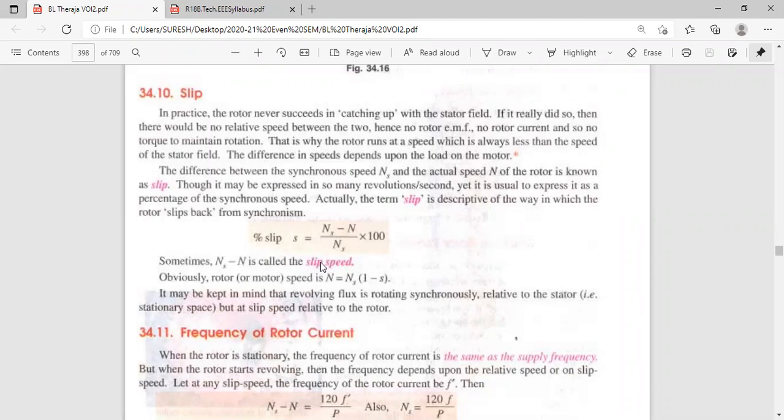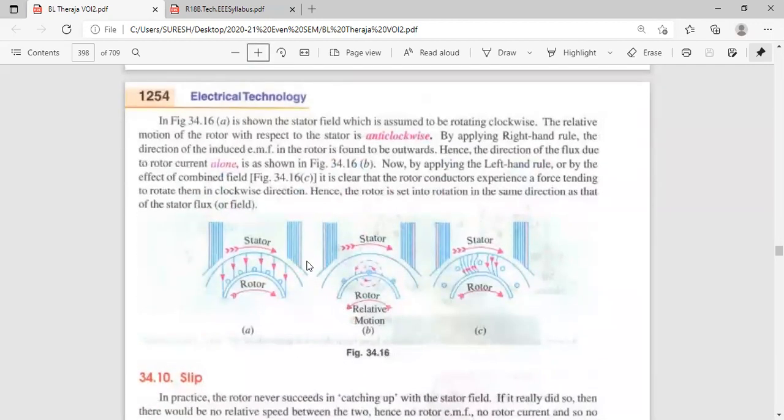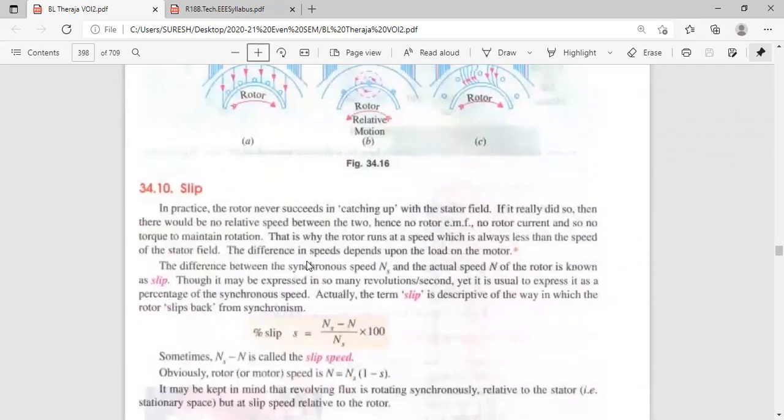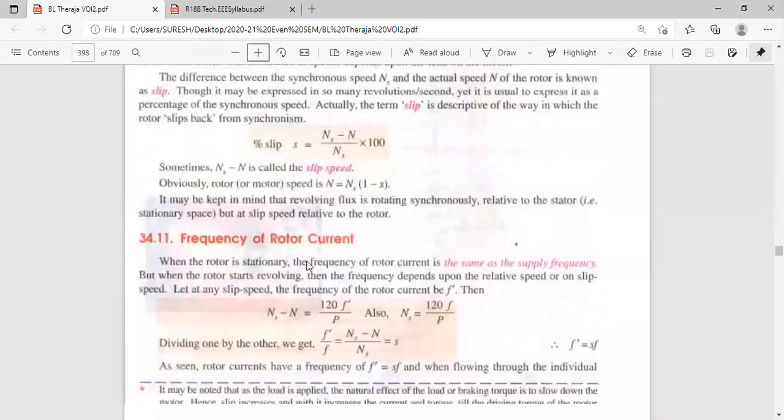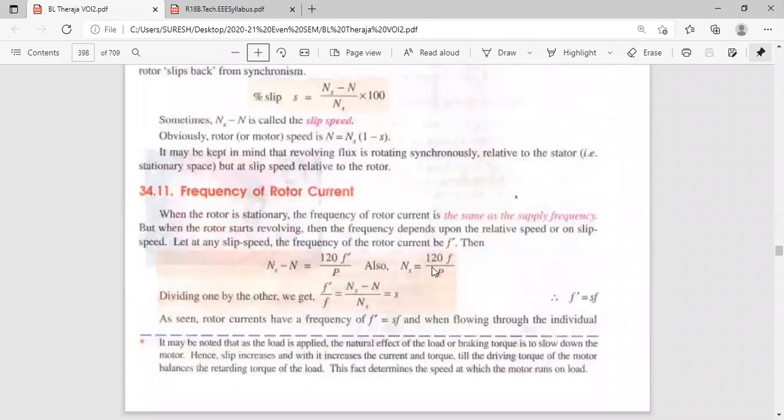This is the second formula. What is the formula for ns? I have told. It is 120 F by P. Write down: ns is equal to 120 F by P.